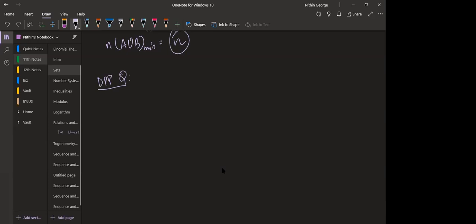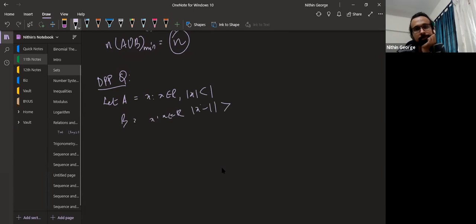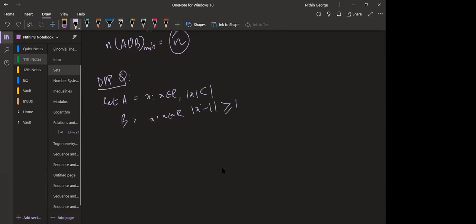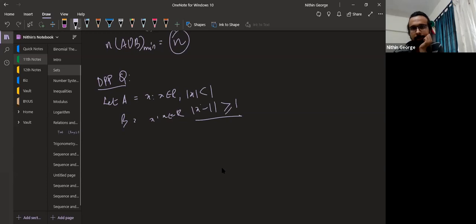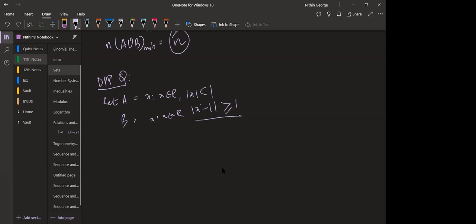Like, let A equal to x, x belongs to R, mod x less than 1. B equal to x, x belongs to R, mod x minus 1 greater than or equal to 1. And A union B equal to... Mod x minus 1 this way or mod of x minus 1, greater than or equal to 1? Correct, sir. Okay, fine.